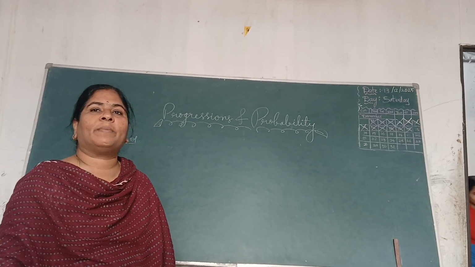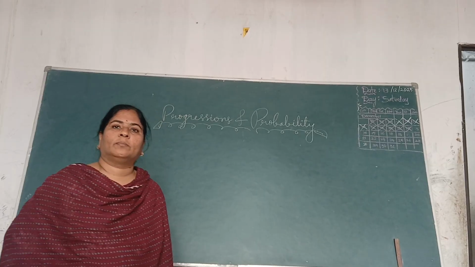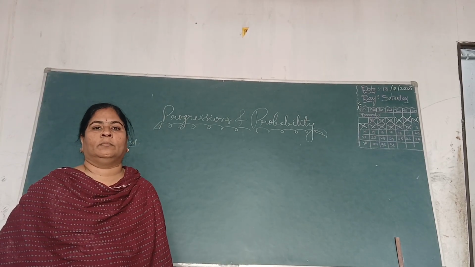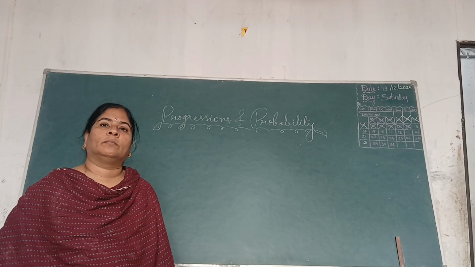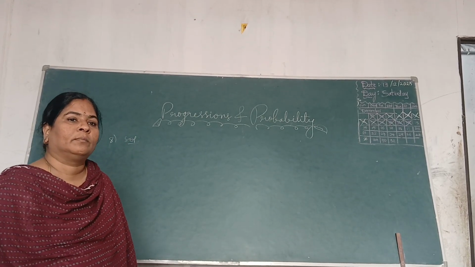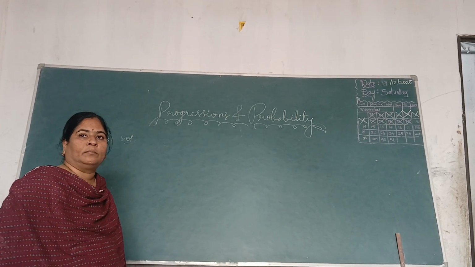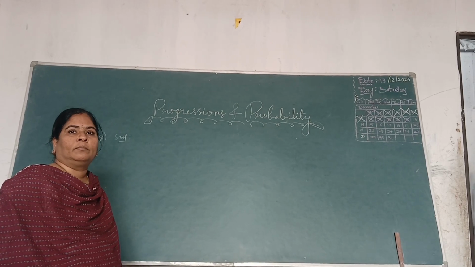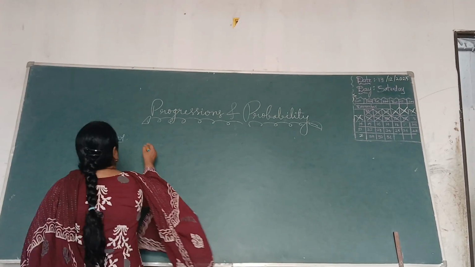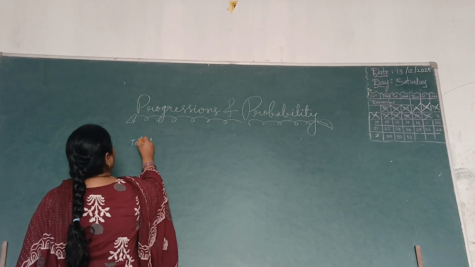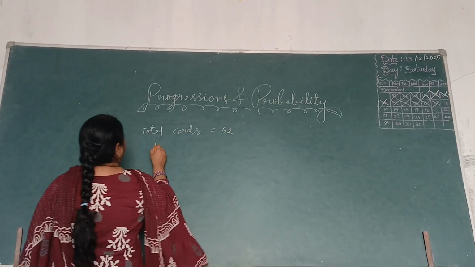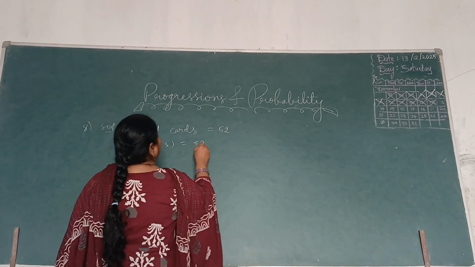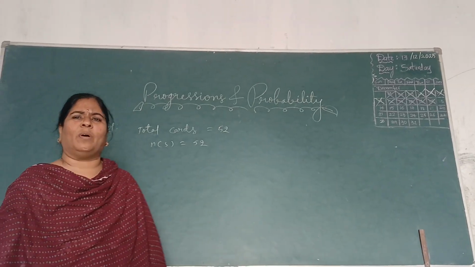Now 8th question by S.K. Reshma. From a shuffled deck of cards, if a card is selected randomly, then find the probability of getting: first, a red color king; second, a black color face card; third, a diamond with a number 11 on it; fourth, queen of clubs. Okay. Total cards are how many when they are shuffled? Total cards are 52. We will consider it as n of s. That is common to you all.